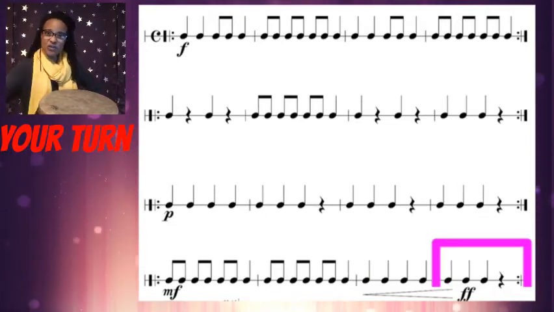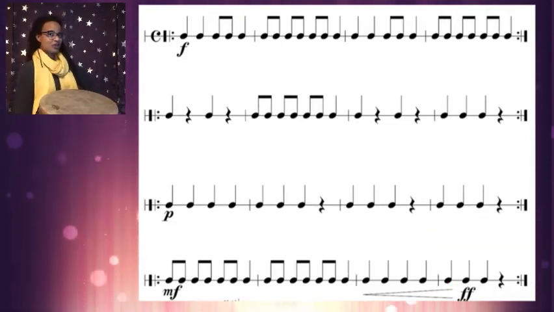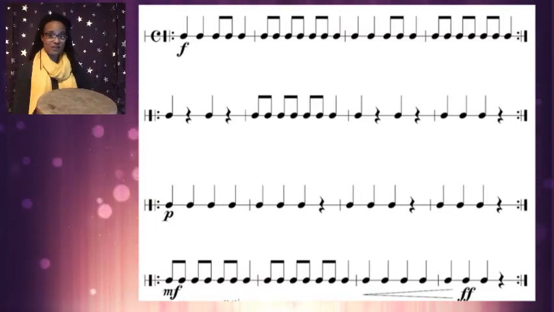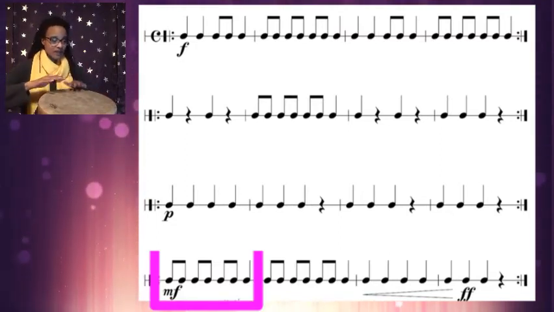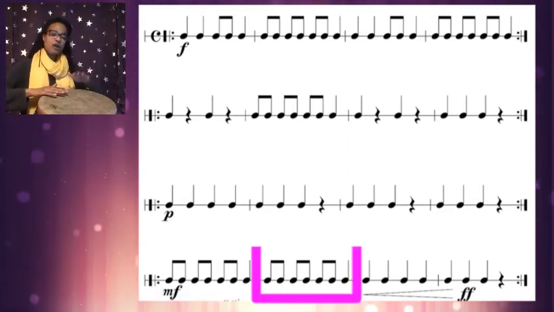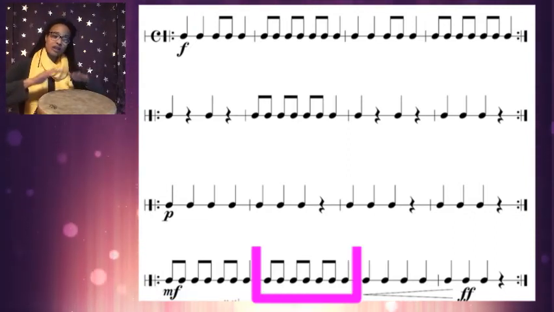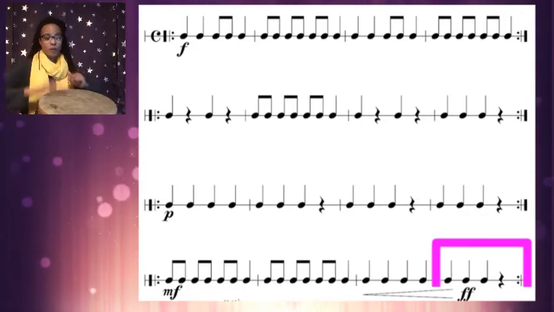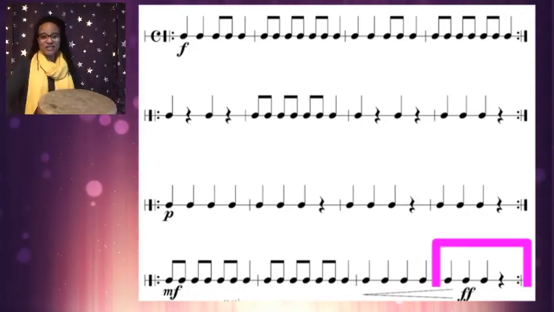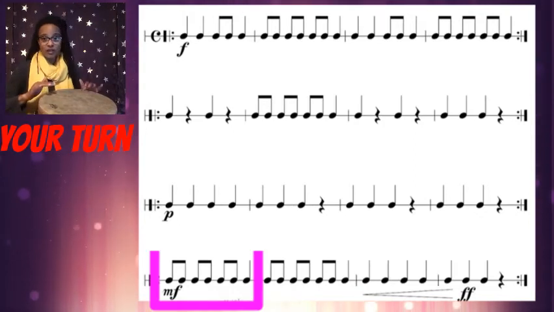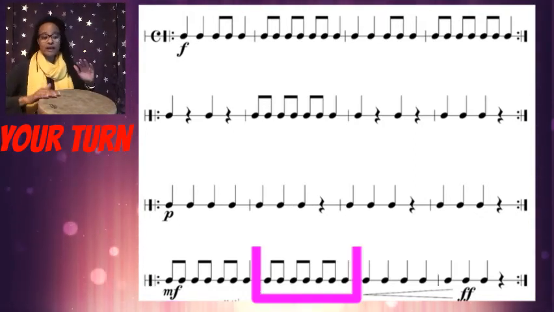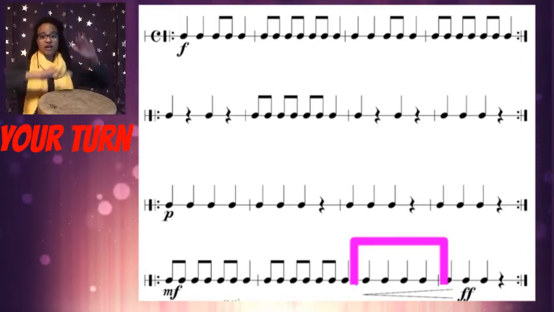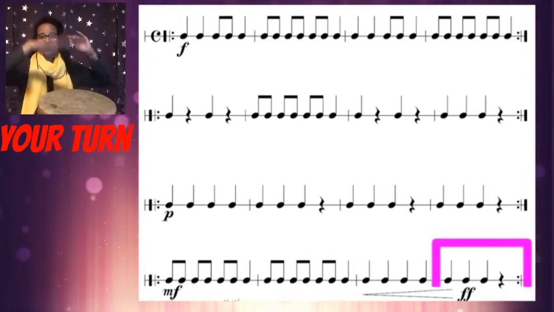1, 2, 3. I'm going to do the whole last system. Please do the whole last system back to me. 1 and 2 and 3 and 4. 1 and 2 and 3 and 4. 1, 2, 3, 4. 1, 2, 3. Your turn. 1 and 2 and 3 and 4. 1 and 2 and 3 and 4. 1, 2, 3, 4. 1, 2, 3.